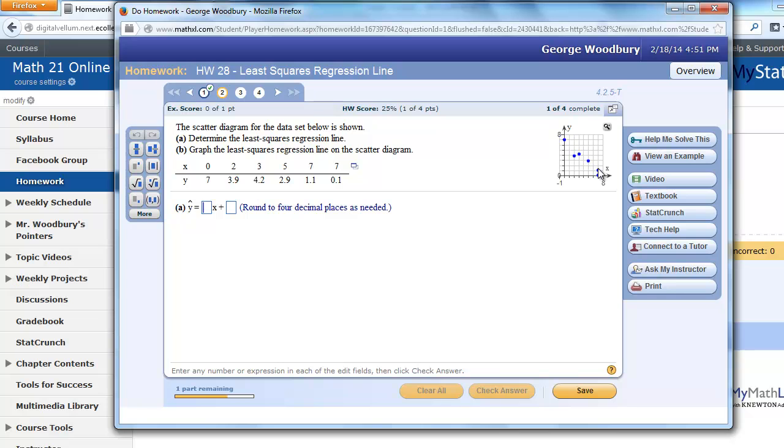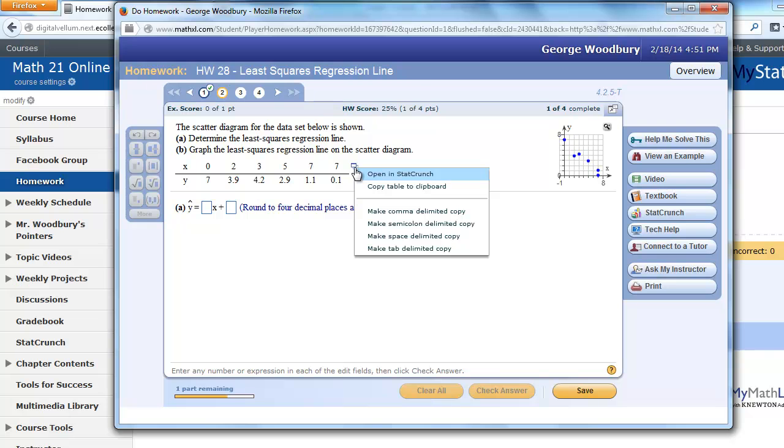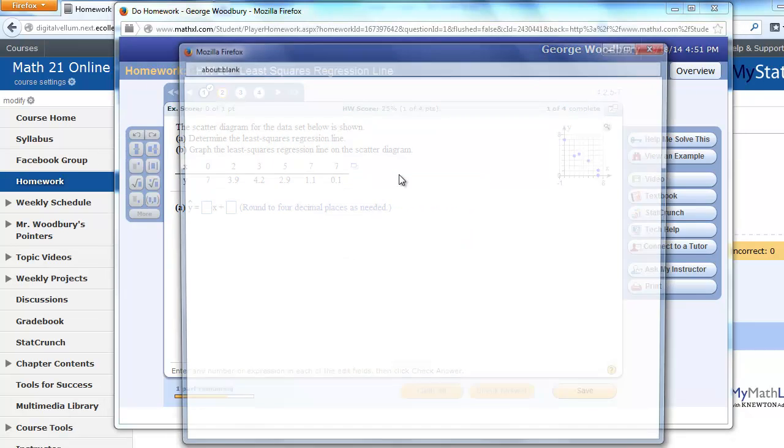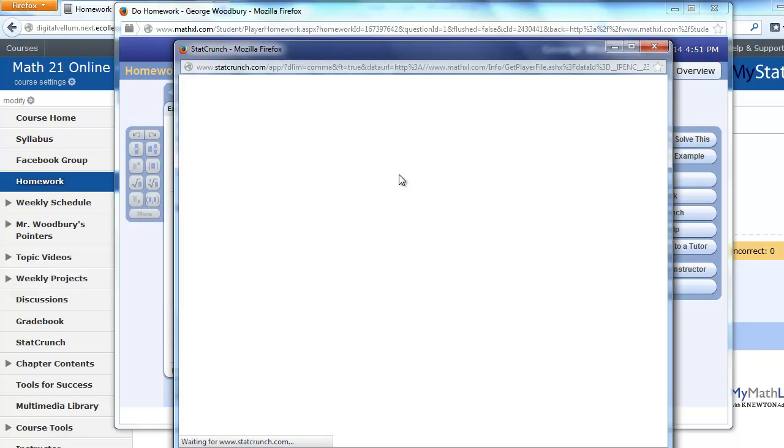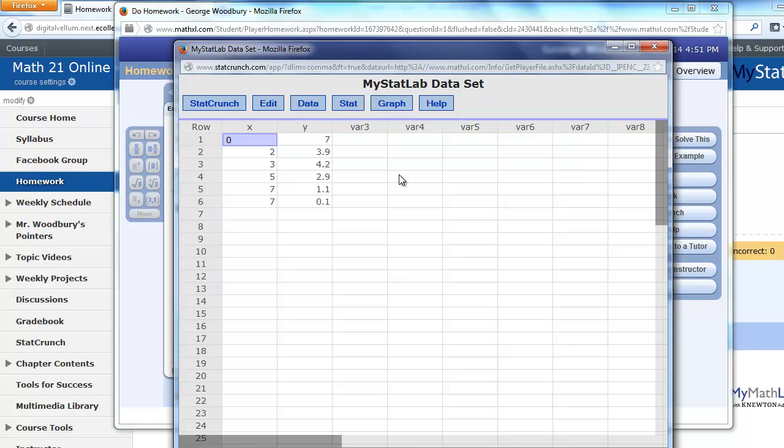Scatter diagram is shown. We can see that it's a roughly linear pattern. So we need to determine the least squares regression line, and then we need to graph that line. And we can do that in StatCrunch. We want to copy the data by clicking on the two rectangles and opening that in StatCrunch. Okay. There's all the data.